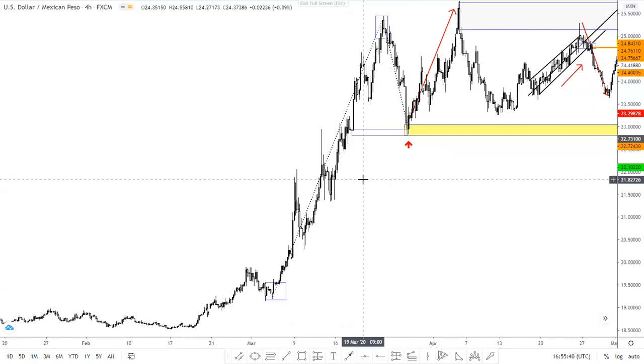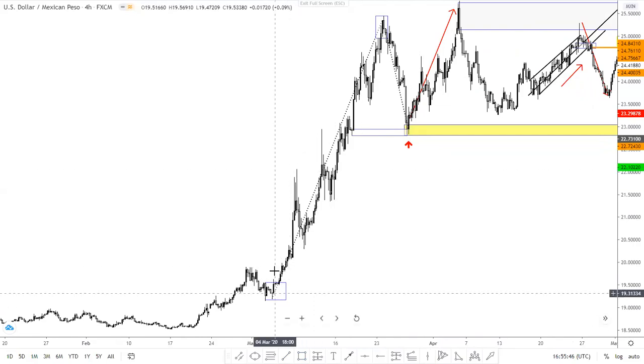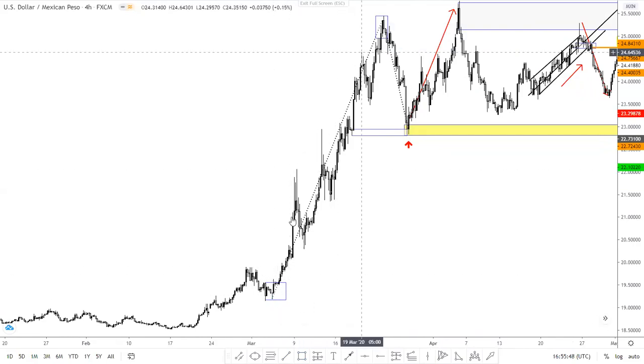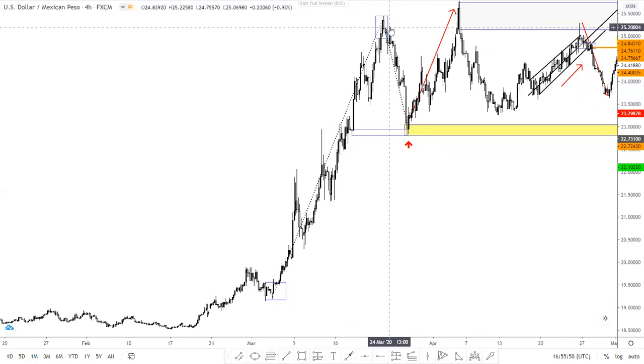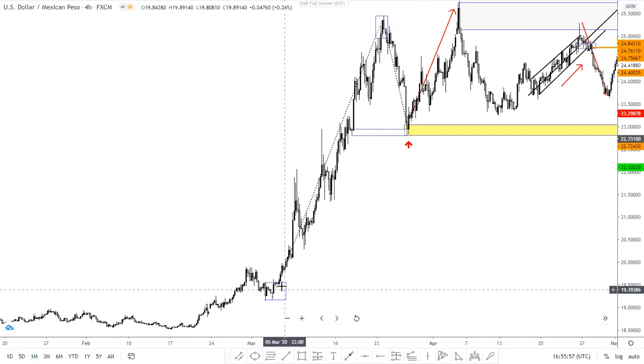So what you want to do is go to the fib retracement tool and drag a line from the swing low to the swing high in an uptrend. In a downtrend, it would be vice versa. Okay, so let me remove this. I don't want us to get confused.